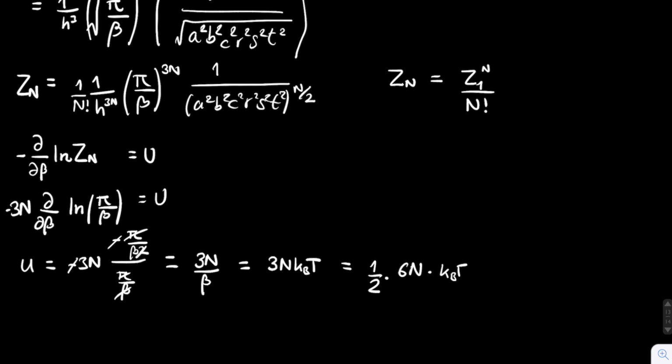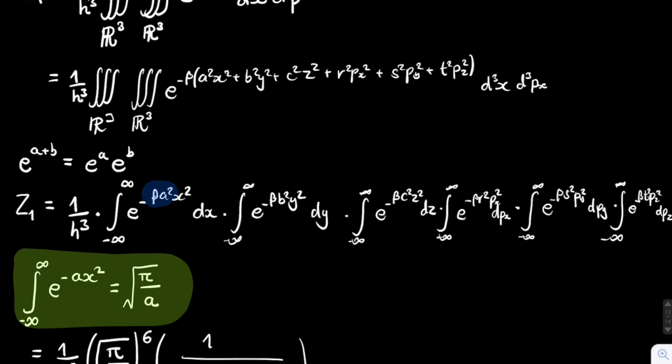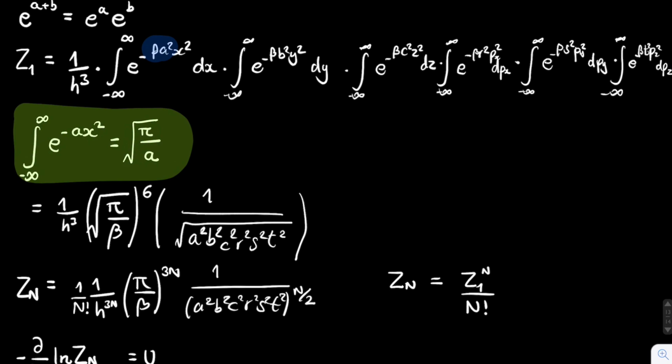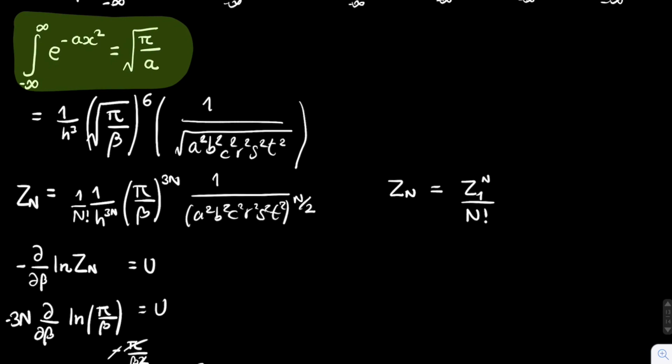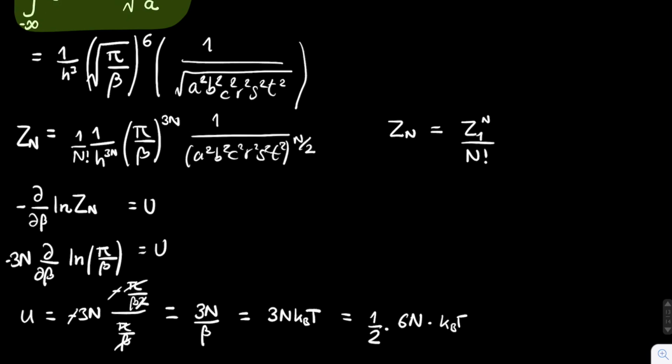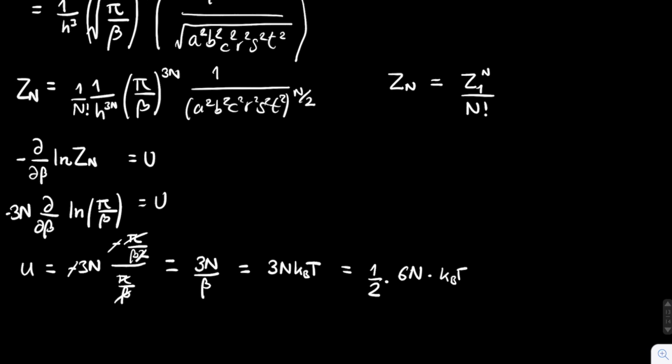So where does this 6n come from? Because that's the thing that's giving the 3. Well, look at how many terms are in this Hamiltonian. There were 6 terms in the Hamiltonian, and this turned into 6 integrals right here. And these 6 integrals made this term raised to the power of 6, which then led to it being divided by 3, and it led to the final result of the internal energy for this Hamiltonian being 3n kBT. And so, what have we shown?